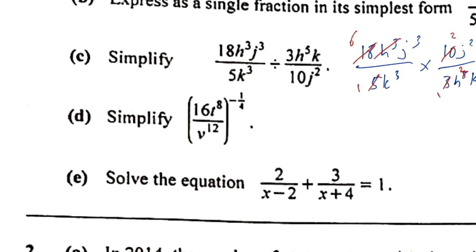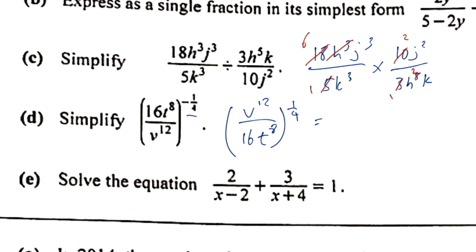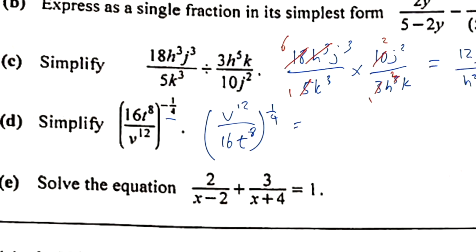Alright, same. So next, we have a negative 1/4. So what do we do with the negative? Flip. Yeah, very good. So it's v to the 12 over 16t to the 8, to the power 1/4. So after flipping, the power must go in, right? So it's the power rule. So v to the 12, 12 times 1/4 becomes 3. Then 16 to the power 1/4 is 2, and t to the 8 becomes t squared. Okay, so that's the final answer.